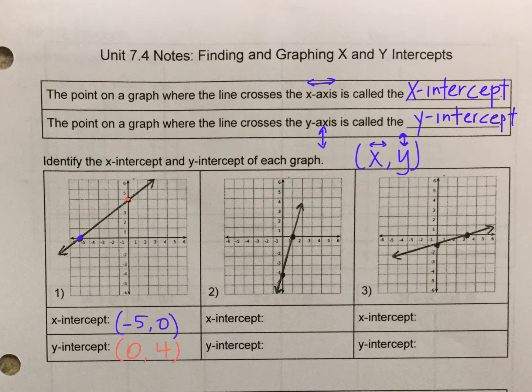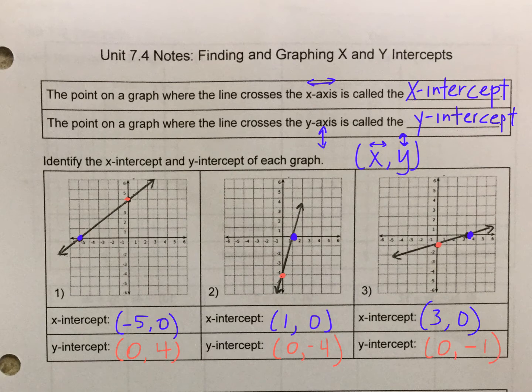All right, let's look back again at the x-axis on the next one. It's crossing right here. So that would be 1, 0, because I go over 1 and up none. My y-axis crosses here at 0, -4. My x-axis in number 3 is crossing right there at 3, 0. And my y-axis is crossing right here at 0, -1.